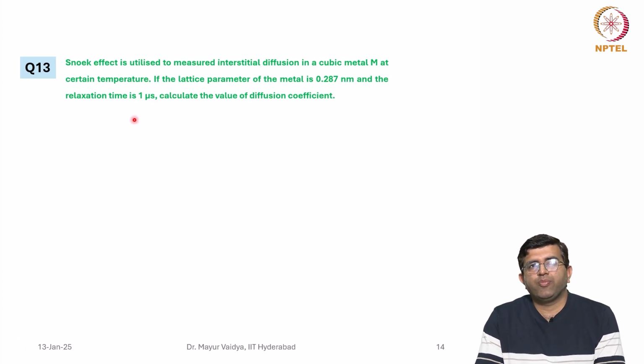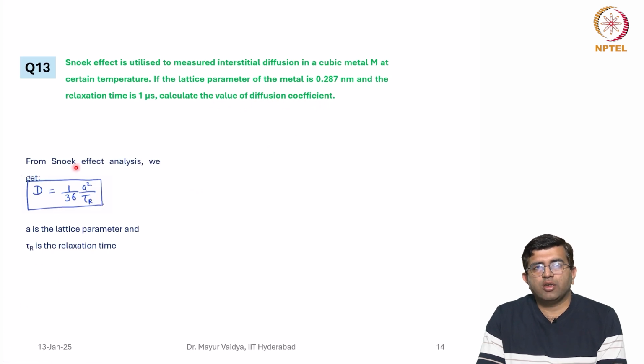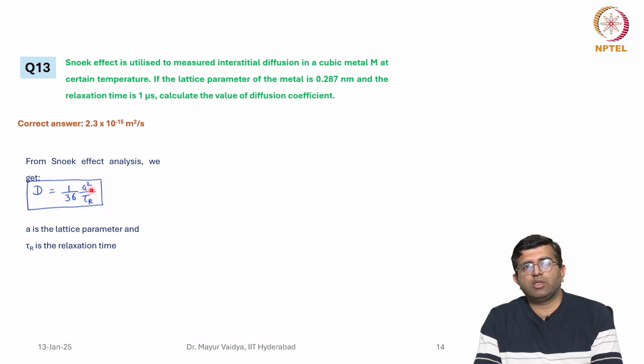Now, question number 13. The Snoek effect is utilized to measure the interstitial diffusion in a cubic metal M at a certain temperature. If the lattice parameter of the metal is 0.287 nanometer and the relaxation time is 1 microsecond, calculate the value of the diffusion coefficient. From the Snoek effect analysis, we get D equal to 1 by 36 a square by tau R, where a is the lattice parameter and tau R is the relaxation time. If you put the value of a, which is 0.287 nanometer, and the time, 1 microsecond.